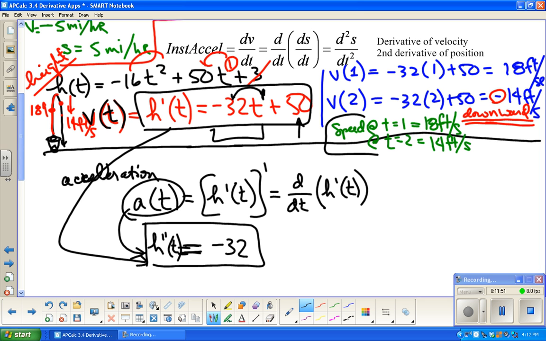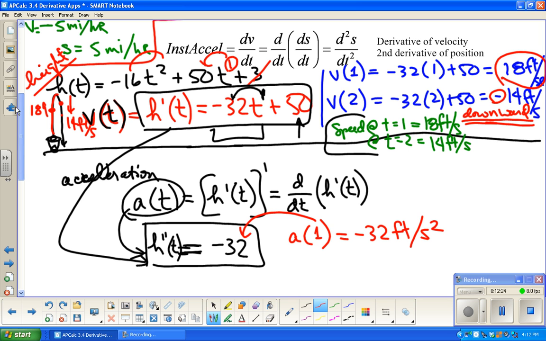At what time, though? Let's say I want the acceleration at time 1 second. I know it was going 18 feet per second upward at 1 second. Well, guess how fast that was changing? It was changing negative 32 feet per second squared.